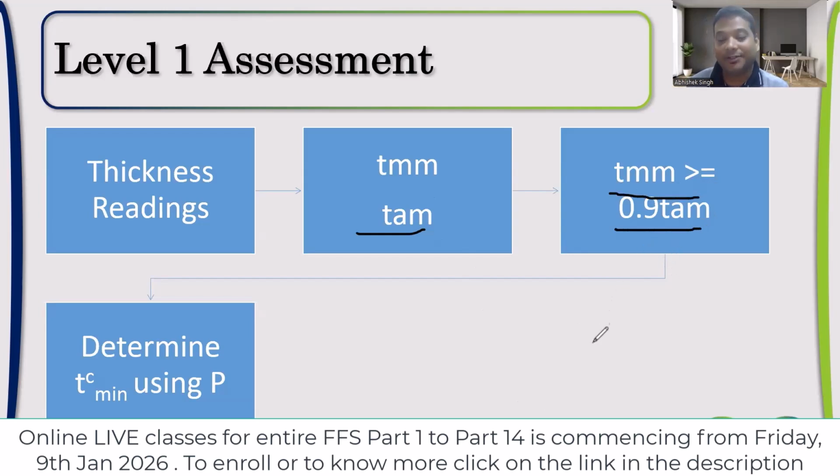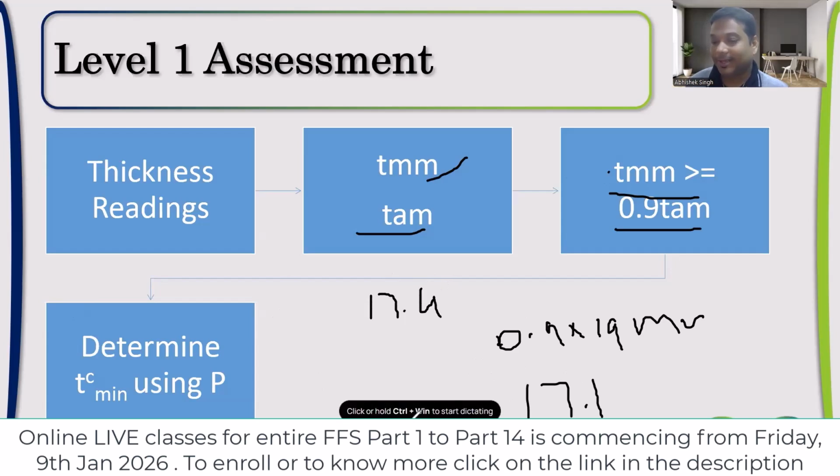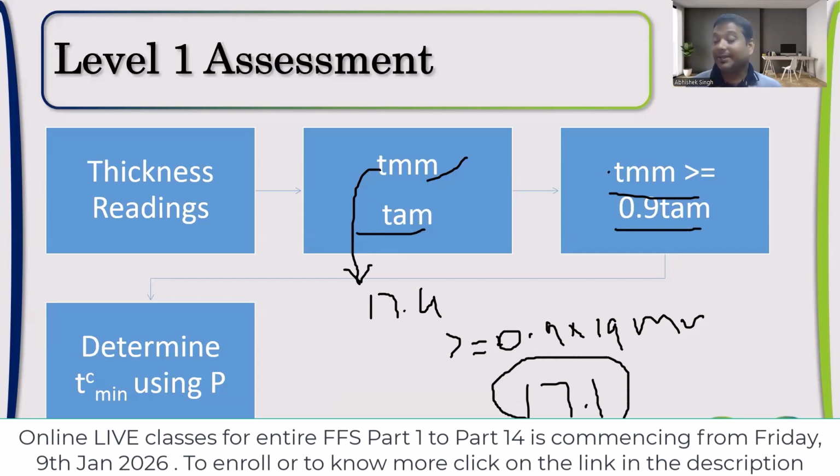Then you try to check the condition: 90% of the average. Let us see, I calculated the average of all the points and I got 19 mm as the average. So what will be 0.9 times 19? Give me that. 17.1. Okay. Now, let us say the TMM, the minimum thickness among all the readings which I have taken, was 17.4. In the current scenario, is the condition greater or equal true or false? With minimum thickness 17.4 and 0.9 times the average being 17.1 mm, it is true, right? So that gives an indication that it is a general metal loss.